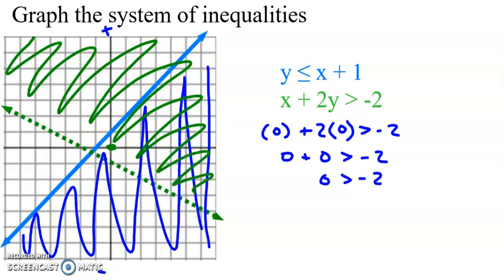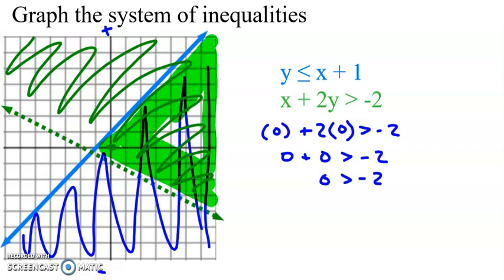Okay, and so now I see that this section, let me get my highlighter here, this section right here is overlapping with the solution from both inequalities. And so this is my solution to my whole system. Any point in this shaded area fits into both inequalities. So any of those points would be a solution to my inequalities.